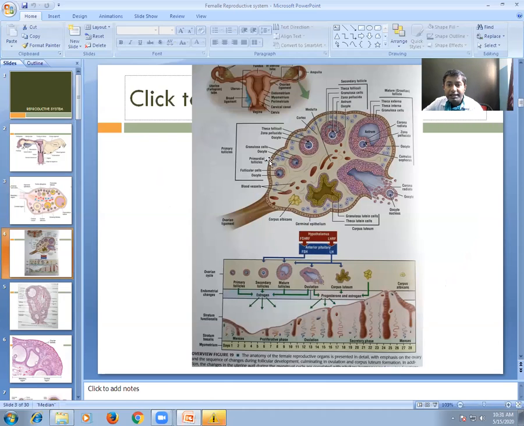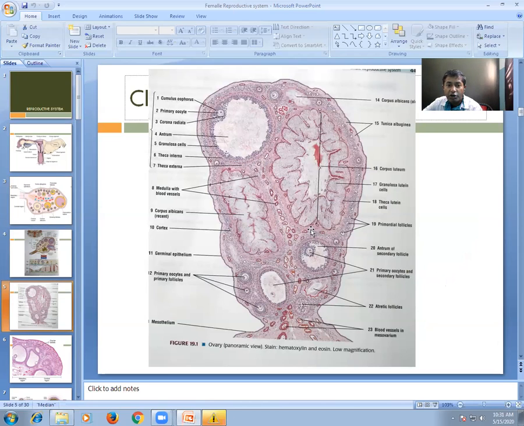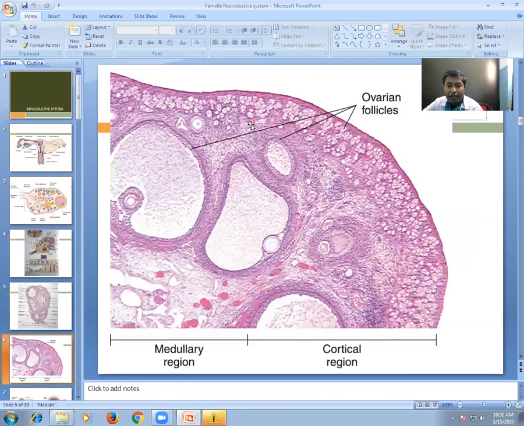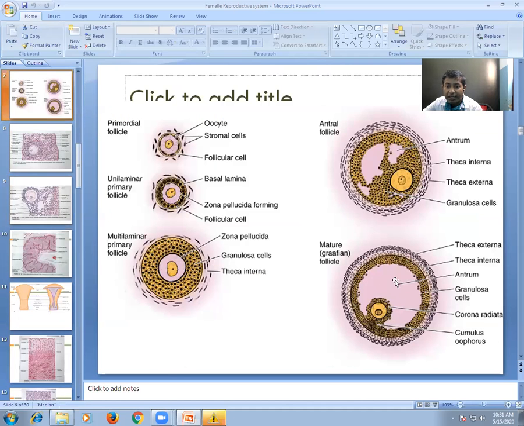Same thing here, outer is the germinal epithelium, then tunica albuginea, this is the cortex, starting from the primary follicle up to the mature follicle, and this is the medulla. This is the histological picture, this is the mature Graafian follicle. Now coming to the structure of the mature Graafian follicle, going from outside in: theca externa, theca interna, then the follicular cells, antral cavity. The primary oocyte is shifted towards one side because of the antral cavity, and the cells towards the antral cavity are known as the corona radiata.